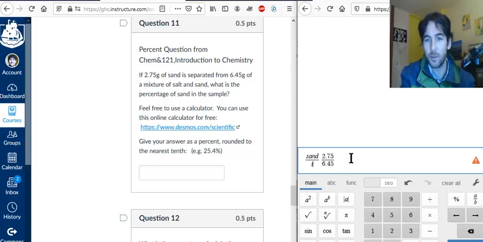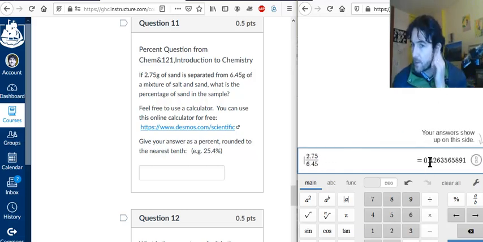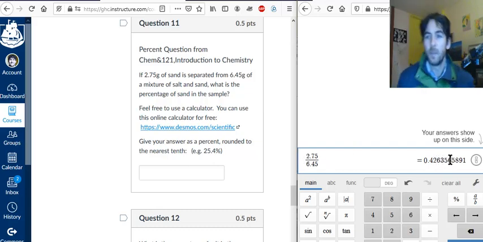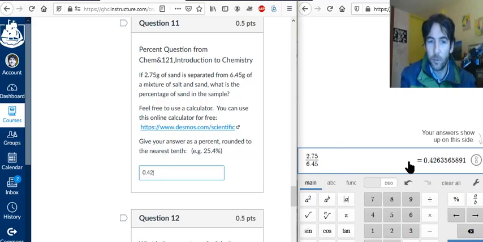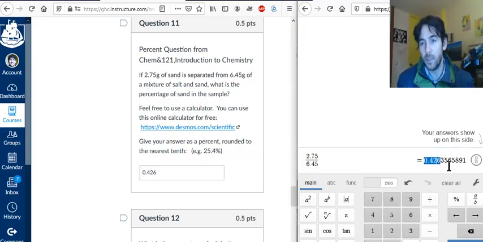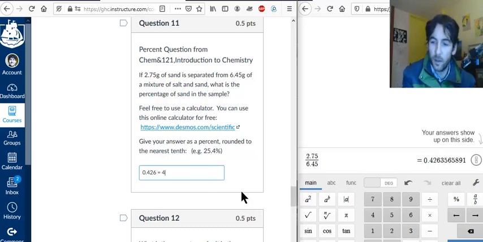Now, it'll come up as a decimal, of course. So it comes up as 0.42635 and so on. But we can change that to a percentage. It's 0.426 if we round it to the nearest thousandth. But that, of course, is equal to 42.6%, as a percentage. So we'll just leave that in our answer. So 42.6% is the correct answer there.